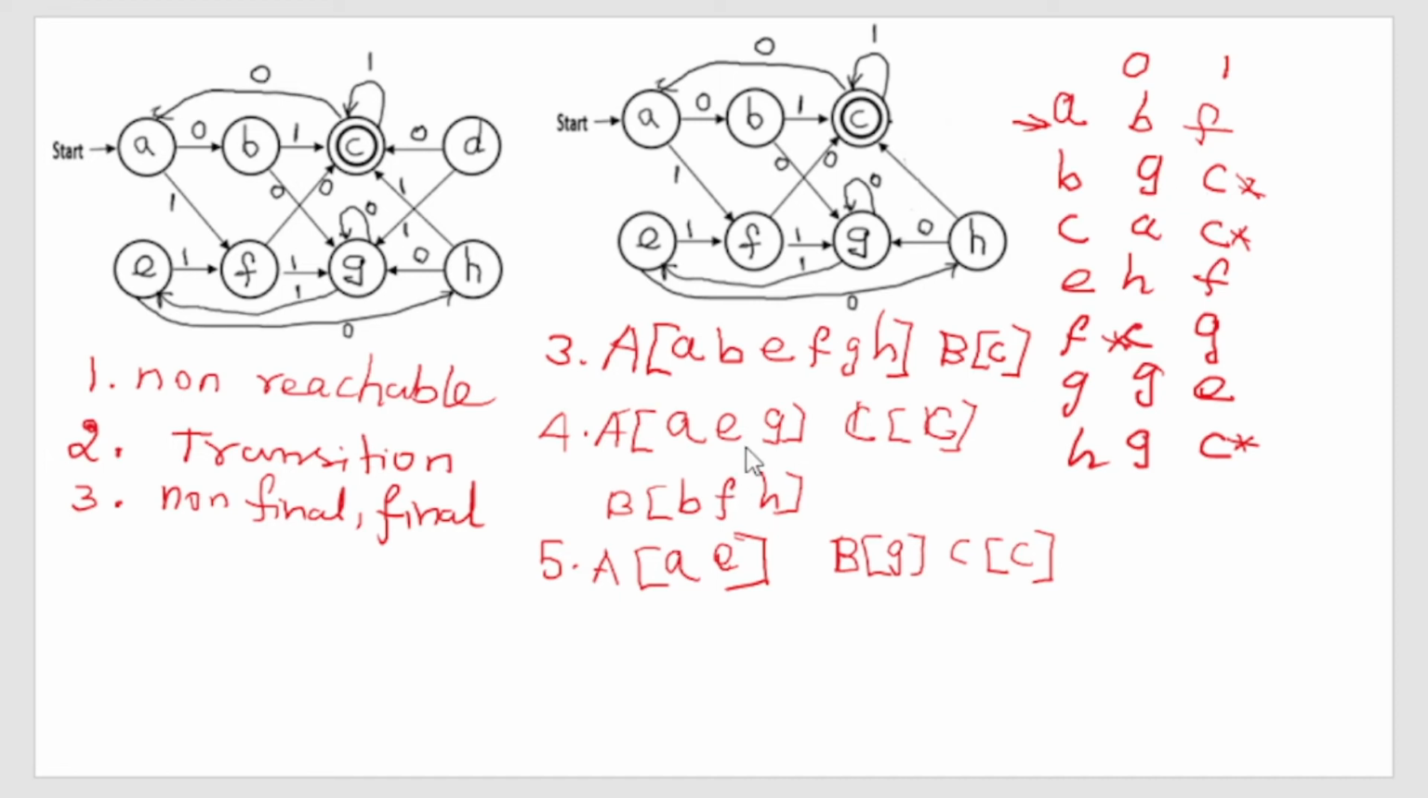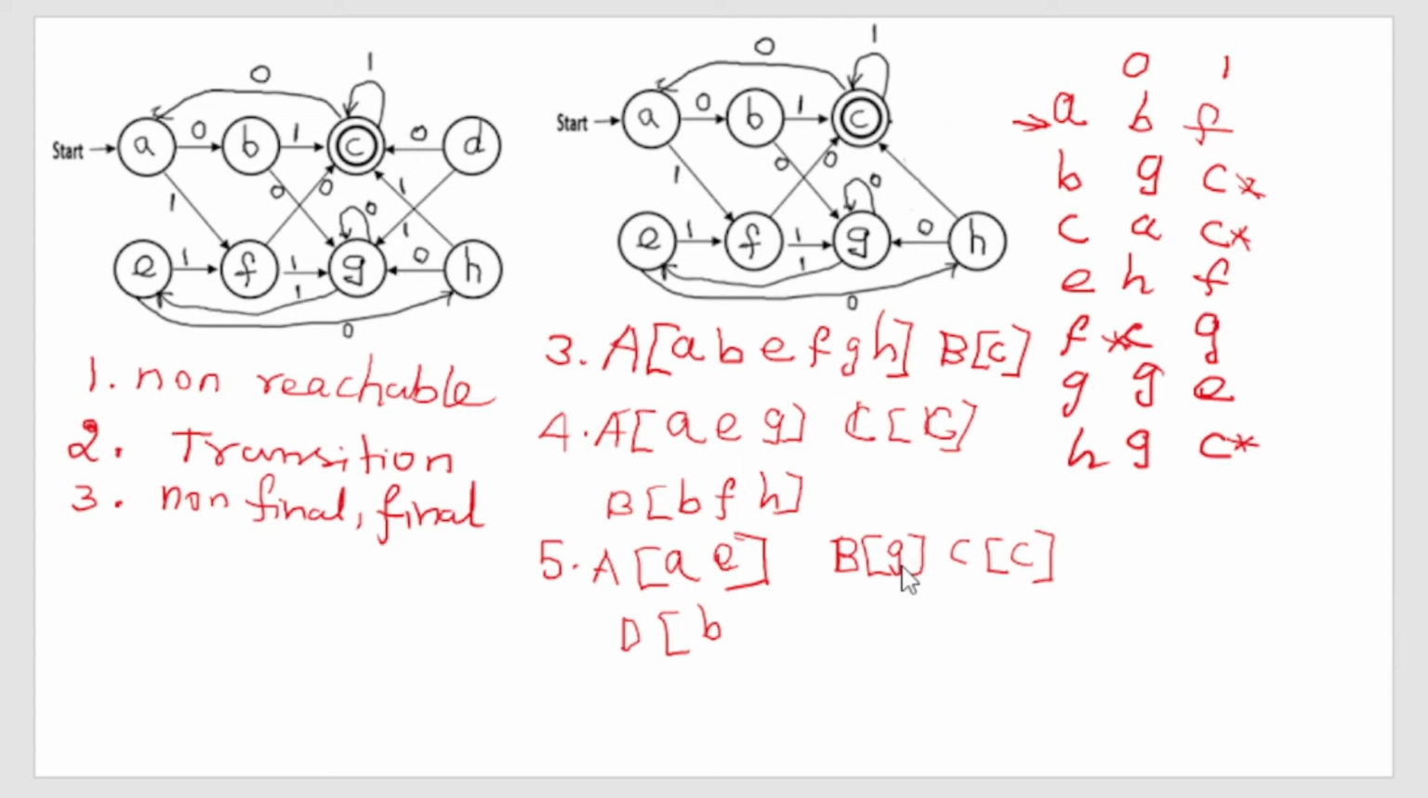Let me see whether there is some other group forming. And next take F. F goes to CG. So take F: F is CG, but it is in the reverse order. So let us place F separately.